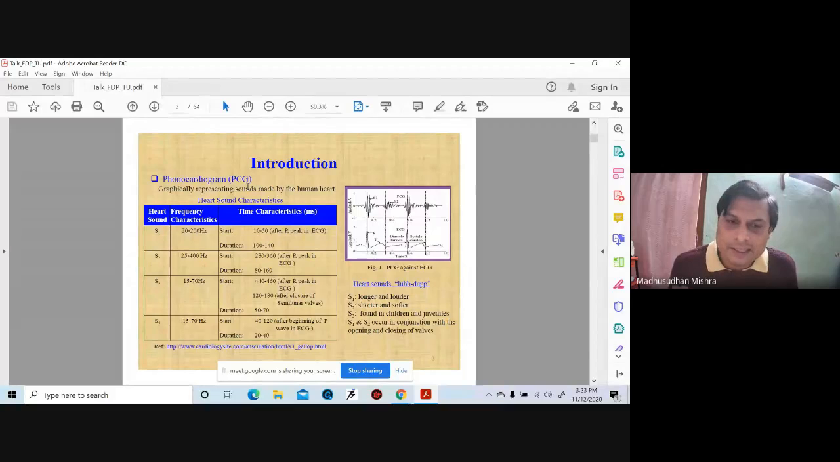If someone can hear S3 and S4 in adults or elderly people, then it indicates some cardiac abnormalities. Similarly, besides the S3 and S4 heart sounds, we have heart murmurs. These are pathological heart murmurs, and they represent some cardiac abnormalities.